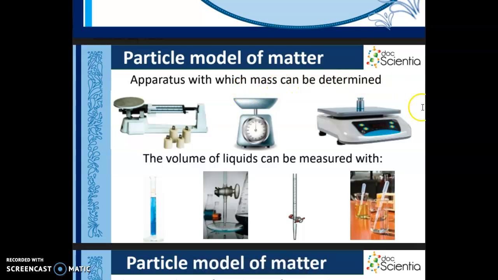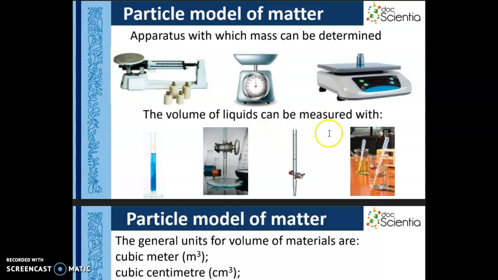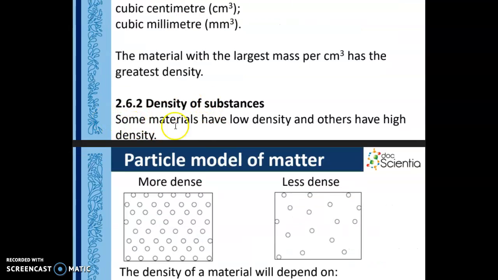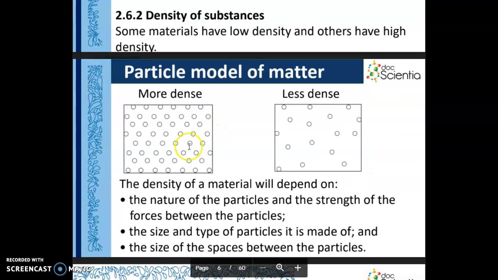Apparatus with which mass can be determined: any kind of scale, really. And the volume of liquids can be measured with measuring cups of some kind. The general units for volume of materials are cubic meter, cubic centimeter, and cubic millimeter. The material with the largest mass per cubic centimeter has the greatest density. Some materials have low density and others have high density. The more dense, the less dense.